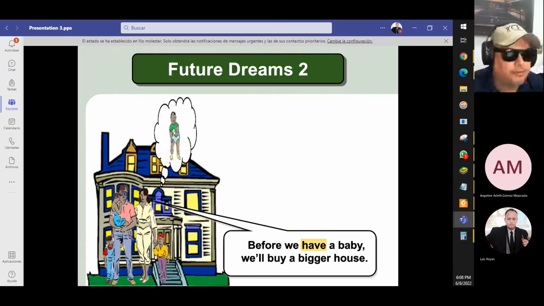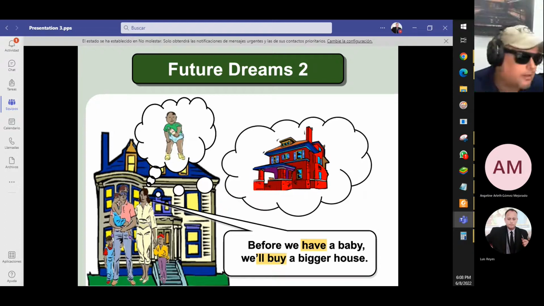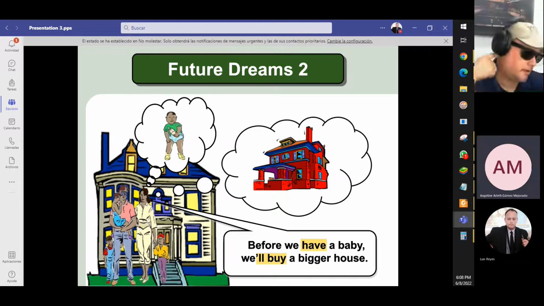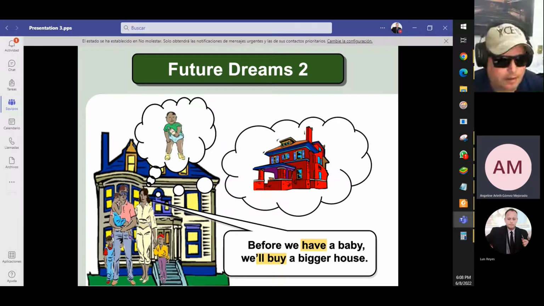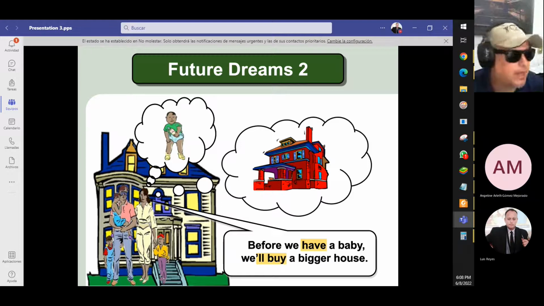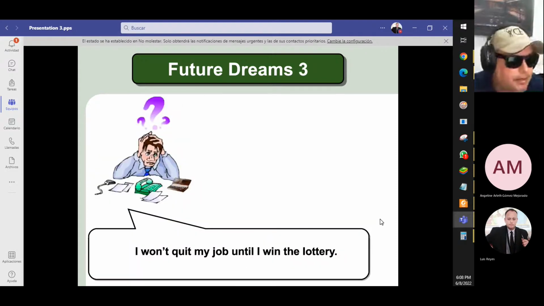A ver, ¿qué más, Miss Angelique? Before we have a baby, we will buy a bigger house. Excellent, excellent. Before we have a baby, we'll buy a bigger house. That's going to be a dream for the future. And again, we have the before. Before is antes. Antes de tener un bebé, we will buy a bigger house. Compraremos una casa más grande. Ese es el sueño, esa es la idea de esta pareja.